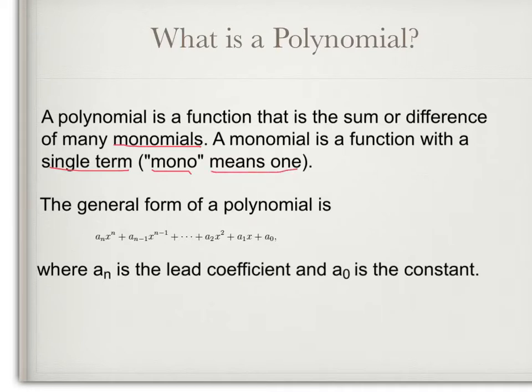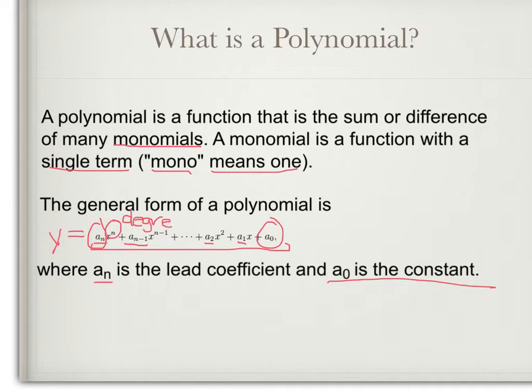The general form of a polynomial is y equals, or f of x equals, this equation here. a sub n, a sub n minus 1, a2 and a1 are all the coefficients of your variables. a sub 0 is considered your constant, and a sub n is called your lead coefficient. n, the first exponent, is called the degree of your polynomial.